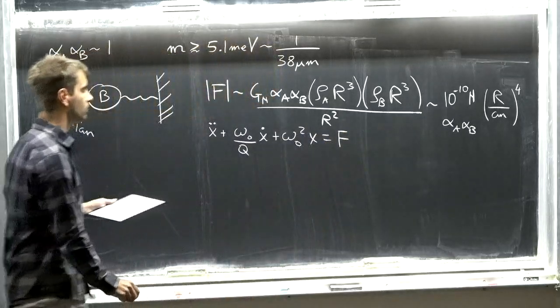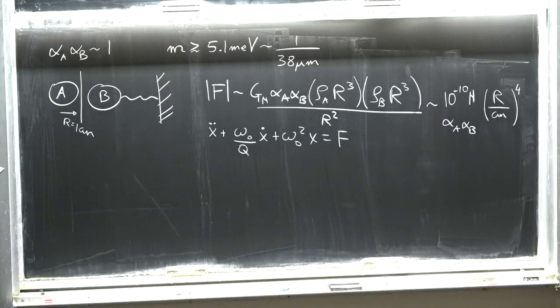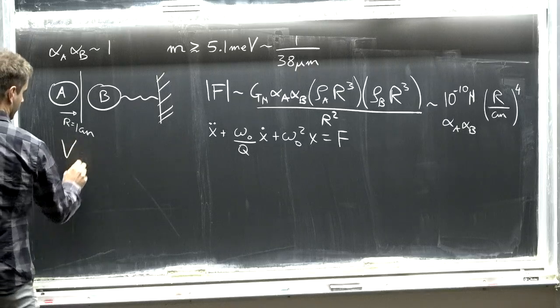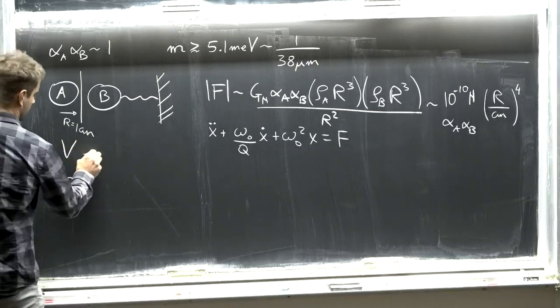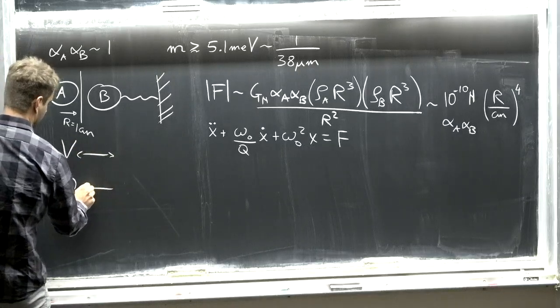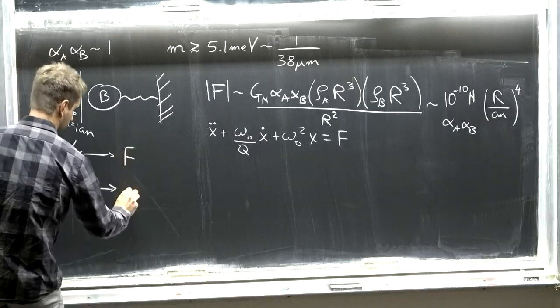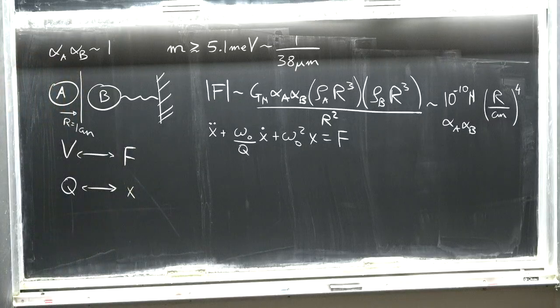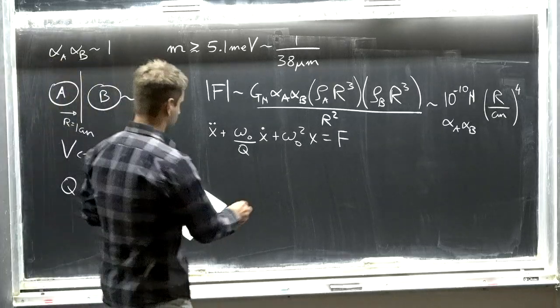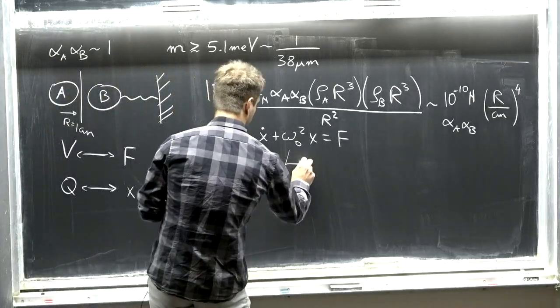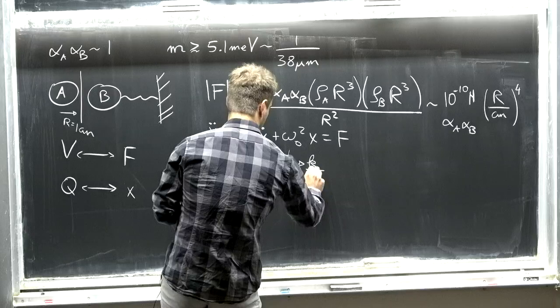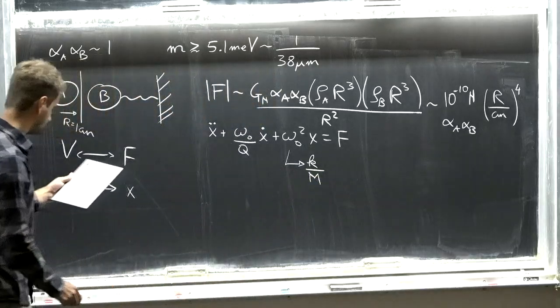Right, so I know how I drive my system. In this case, instead of voltage and charge, my conjugate variables for a mechanical or harmonic oscillator are force and displacement. That has units of energy. And also, omega squared will be the spring constant over the total mass.